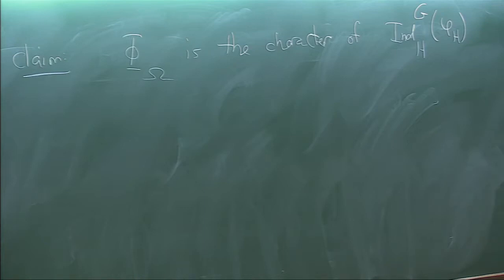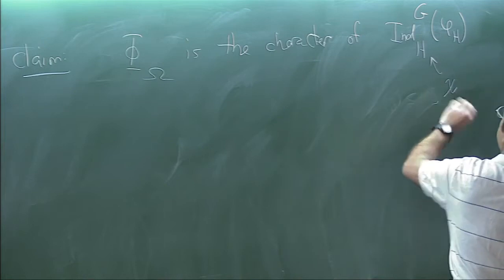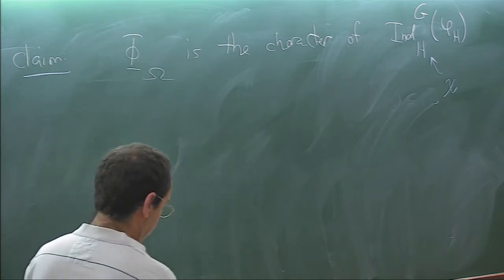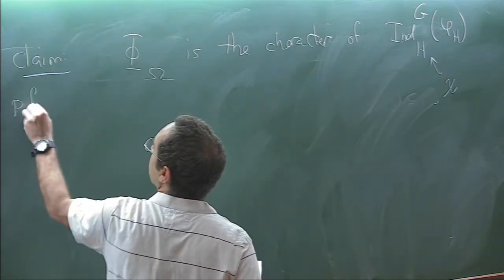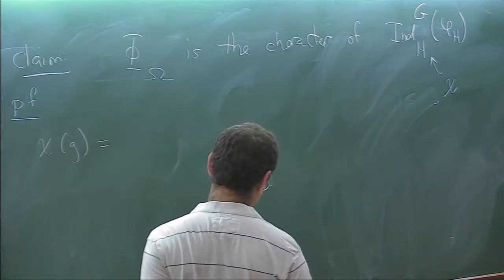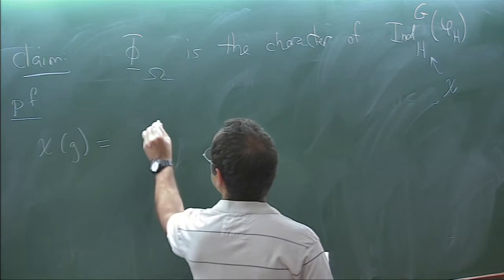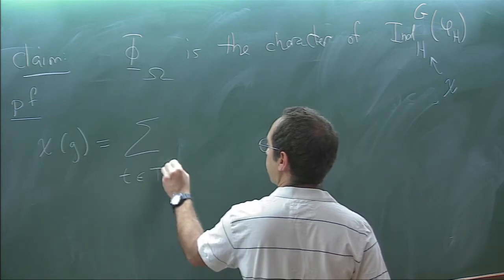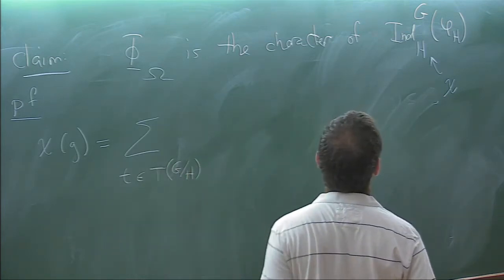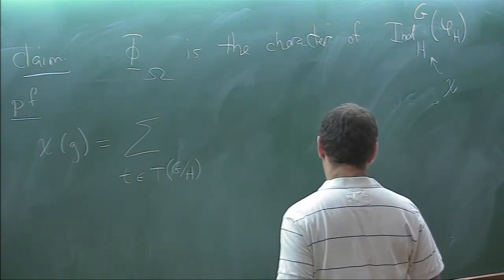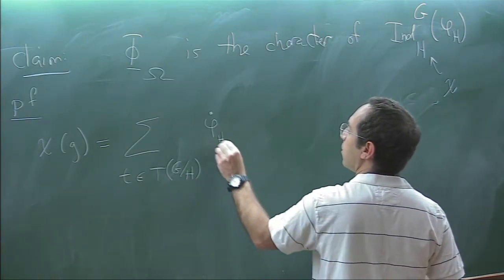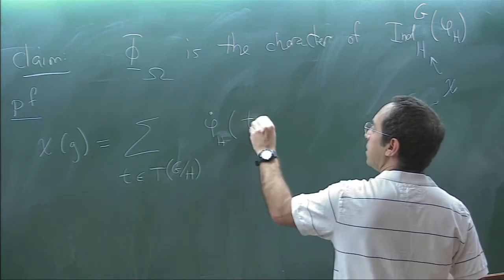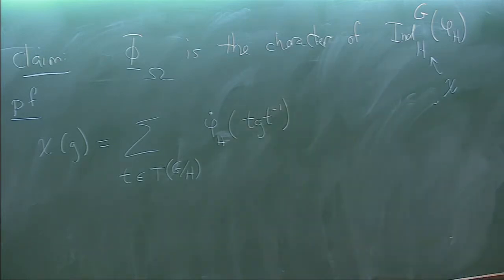Okay, so let's see. Let's call the character of this representation chi. So what is chi? What is chi of G? It is the sum over, by the definition of the induced representation, the transversal set in G modulo H of phi dot, let me move the H here, of T G T inverse. That's the definition of the induced character.